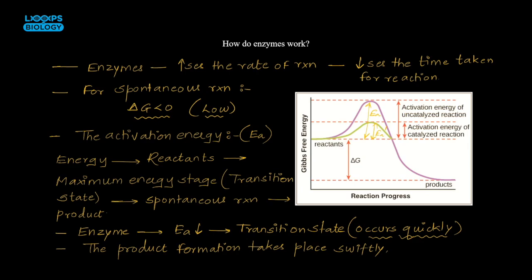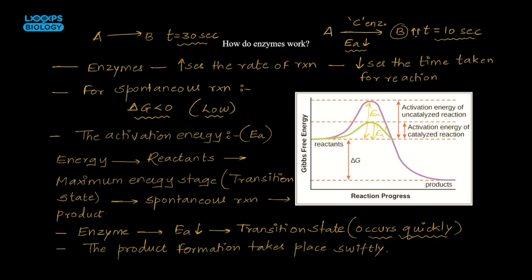Got it? So enzymes are not actually involved in any chemical process. They just reduce the activation energy. Suppose A gives B, and it takes 30 seconds without enzymes. But when we introduce enzyme C into this process, the time required might be 10 seconds. So here we save 20 seconds. Why? Because the activation energy has been decreased, due to which the production rate of B is increased. So this is the function of an enzyme.